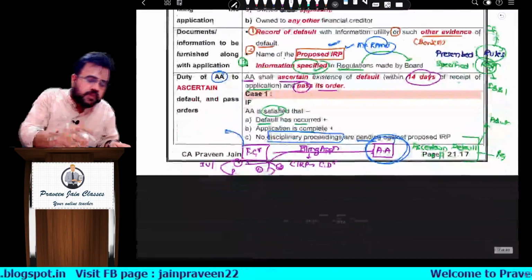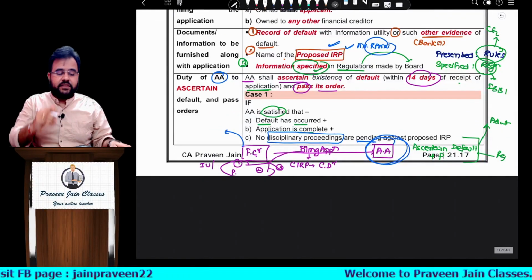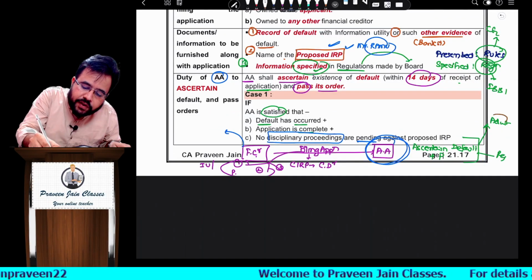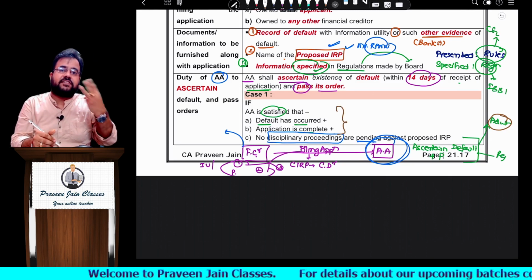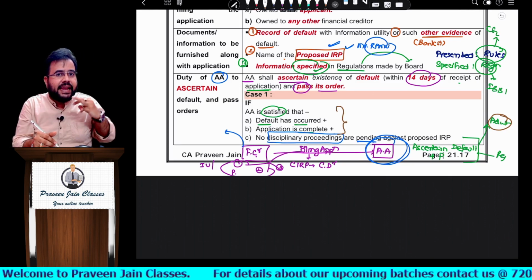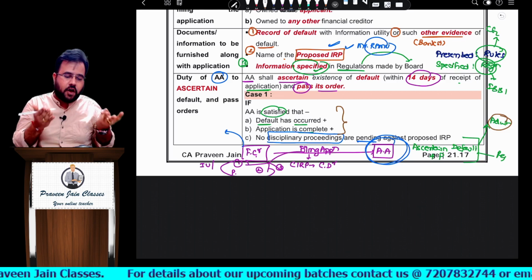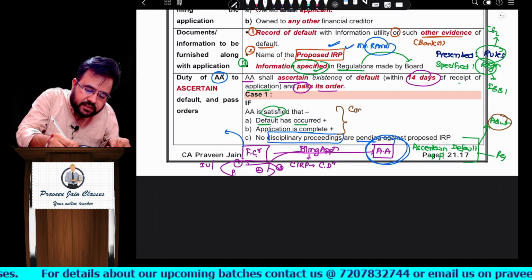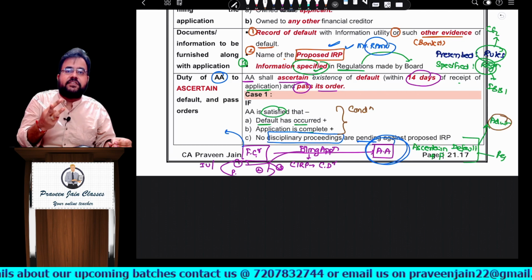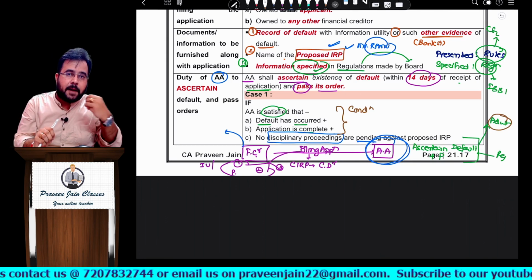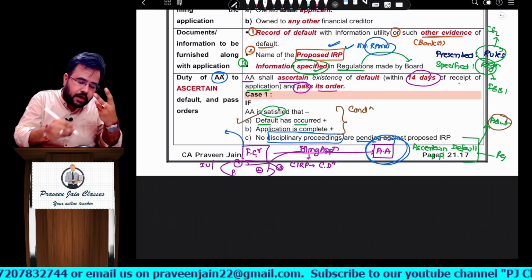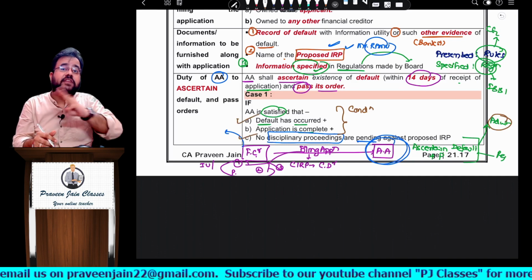Now the question is this. Within 14 days you will admit the application. When you admit the application, I said you have to ensure that these three points are satisfied. Are all three needed or any one? Obviously, all three. So can I call these three conditions for admission of the application? What are the three conditions, sir? The application must be complete, default must have happened, and there must be no disciplinary grounds.